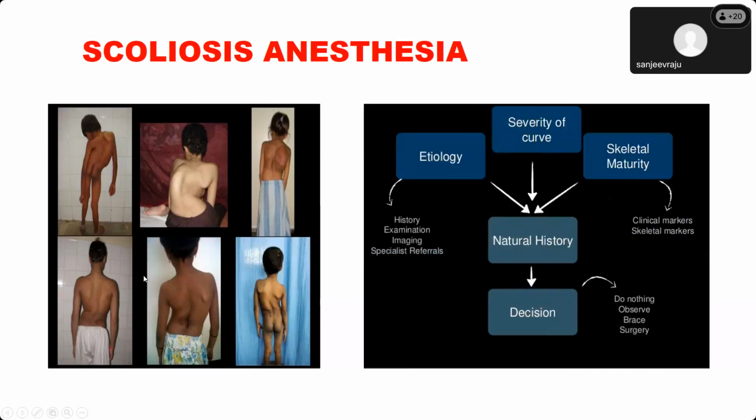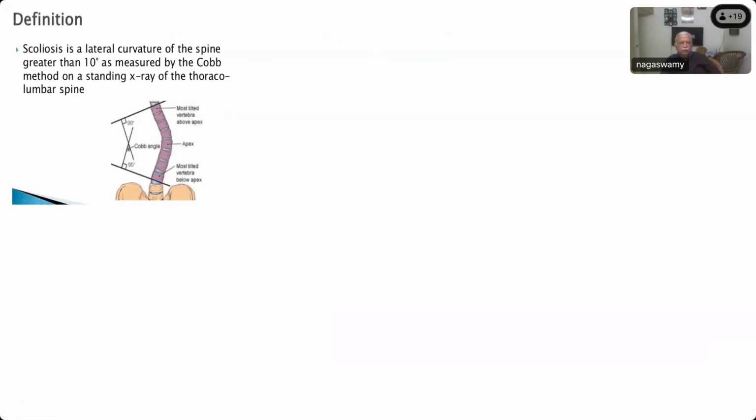Okay, sir. And this is how you have to elicit the etiology, history, examination, imaging, and all that, severity of the curvature, skeletal maturity, and clinical markers to make a decision about surgery. So the definition is it's a lateral curvature of the spine greater than 10 degrees as measured by the Cobb method on a standing X-ray of the thoracolumbar spine. Okay, so you have to take it. I'm sorry, this is a straight AP view, not a lateral.